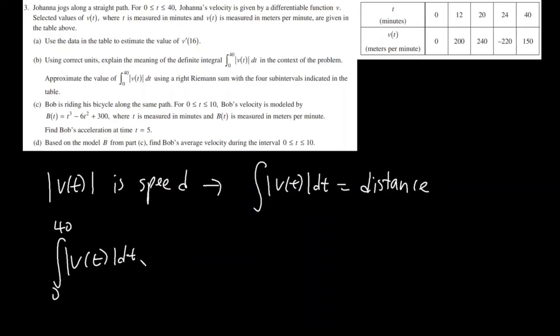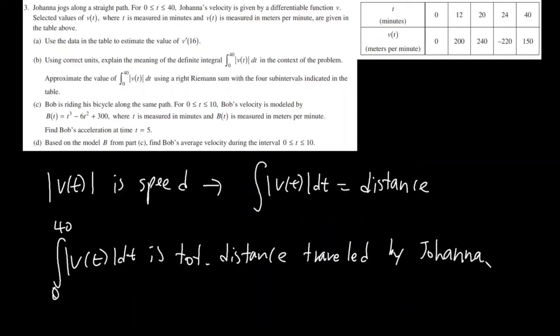It is the total distance traveled by Joanna over t between 0 and 40, and it's in meters. So that is your explanation.